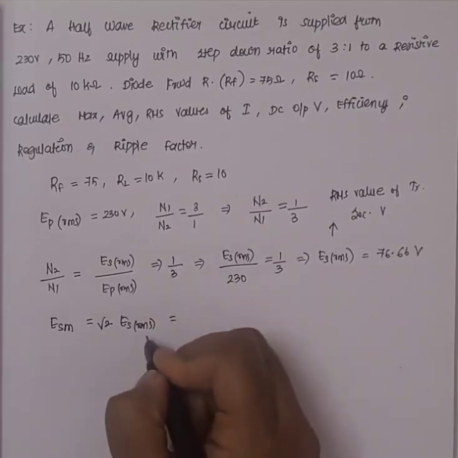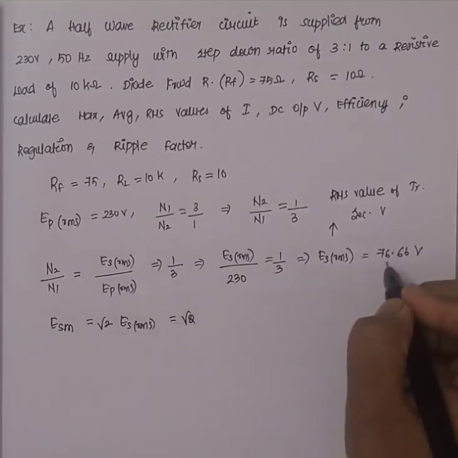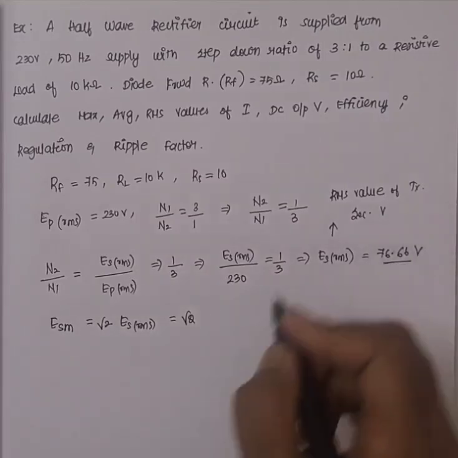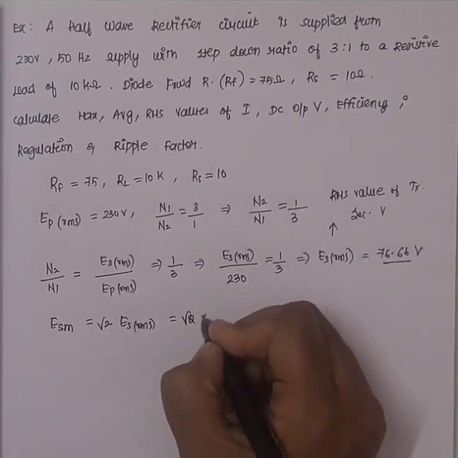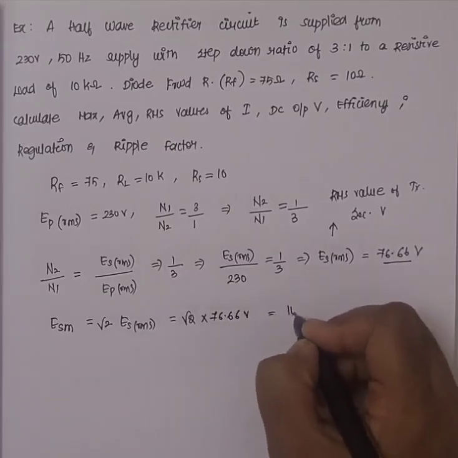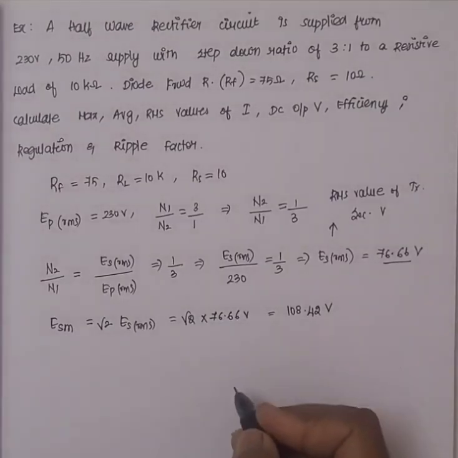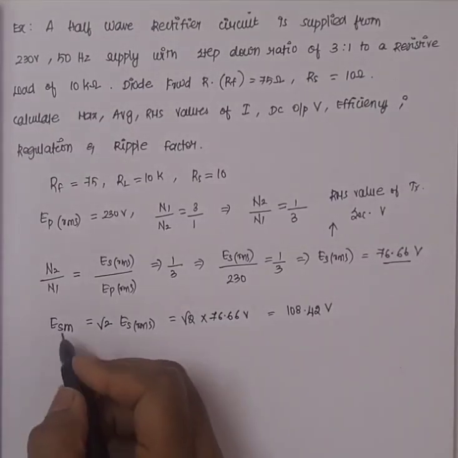So we can calculate the value of ESM first, which is root 2 into ES RMS. The value is 76.66, which we have calculated now, so root 2 into 76.66 volt, which is nothing but 108.42 volt. So we have calculated the value of the secondary voltage.